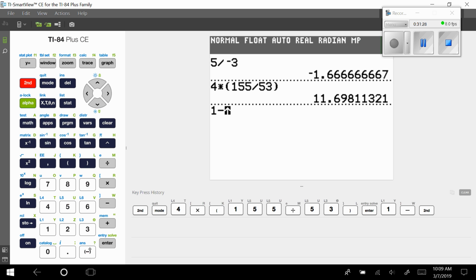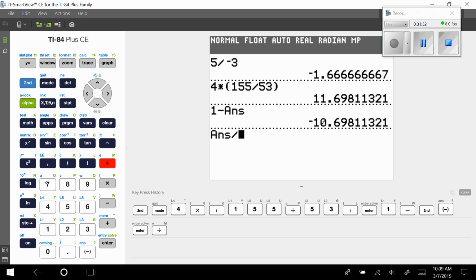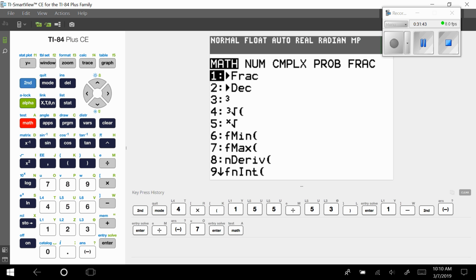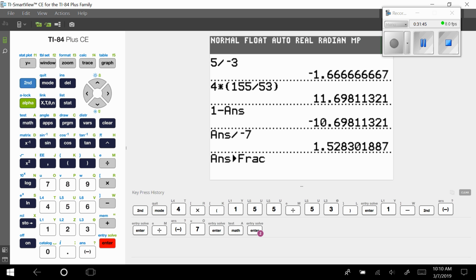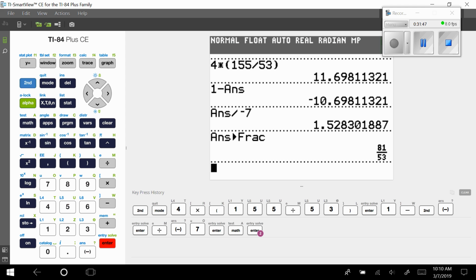And I was taking 1 minus that answer, and then I would have to divide by negative 7. Of course, this is a decimal, right? We have this decimal here, and I'm pretty sure that everybody in this class knows that you can actually convert that to a fraction, which I got to be 81/53.